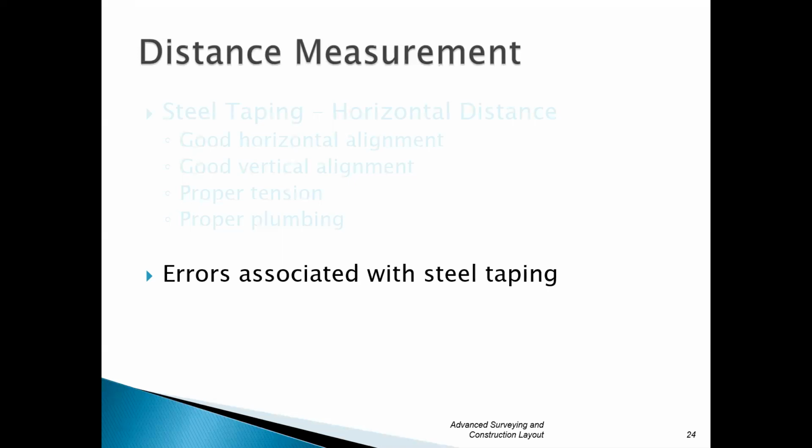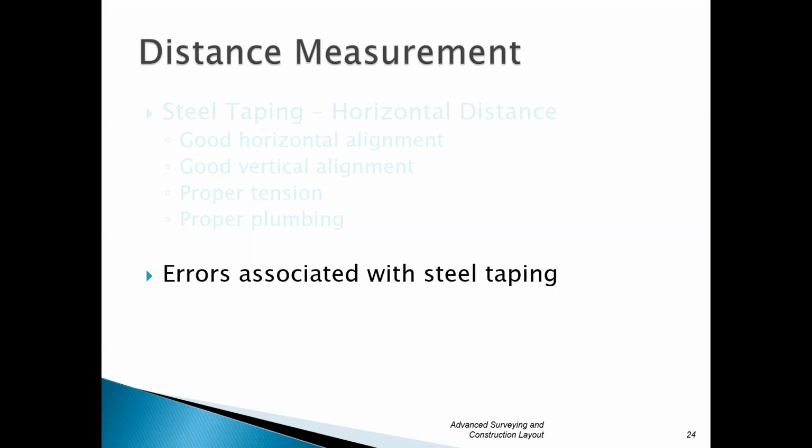There are many errors associated with steel taping, and we're going to investigate some of those in one of the labs, but we're going to talk about a few things here. I'm not going to get into them in too much depth. One of the big errors associated with steel taping is what they call incorrect length. This means that your tape is calibrated to say it's 100 feet, but it's actually not 100 feet. One thing that most people don't realize is that when you buy a steel tape from a manufacturer, it's implied that it's 100 feet, but it's not exact.